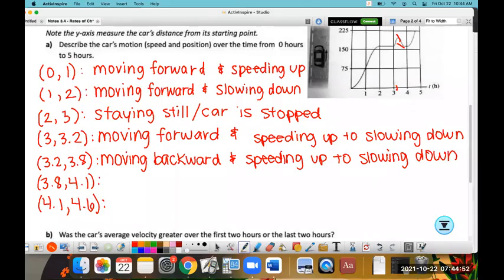All right, so again, we talked about that next section a little bit, that flat portion. The position is staying still for a little bit of time, not moving anywhere, staying still, car stopped.